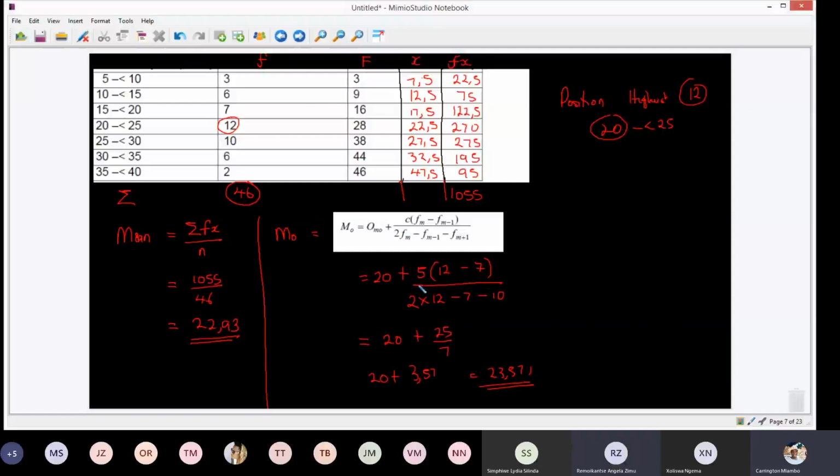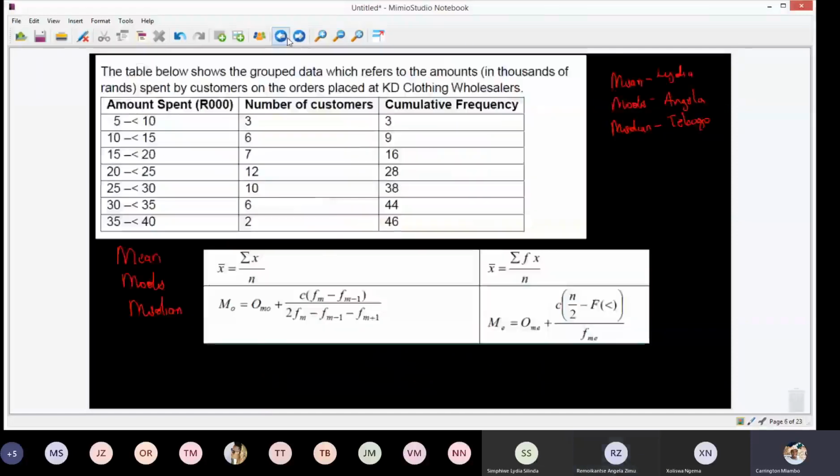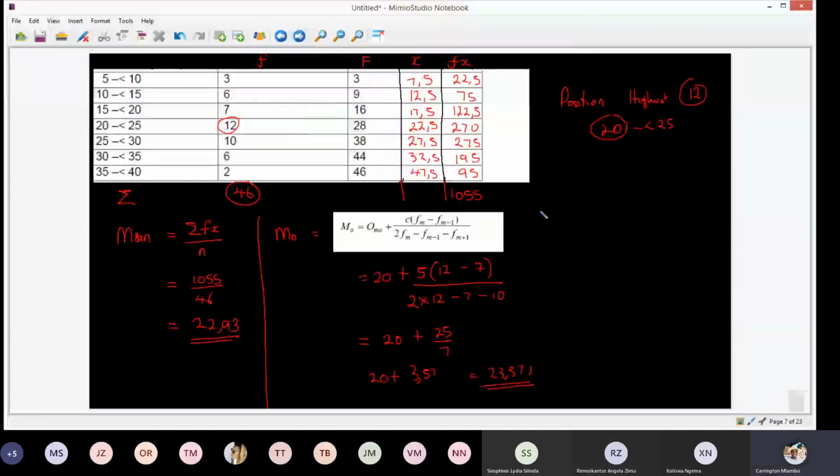Then the last one, Tebuko. I said the median. You're looking at the median. How do you solve the median? I'll put a formula for you. Tebuko, are you there?